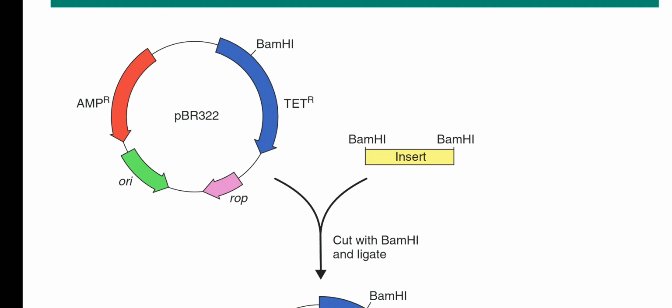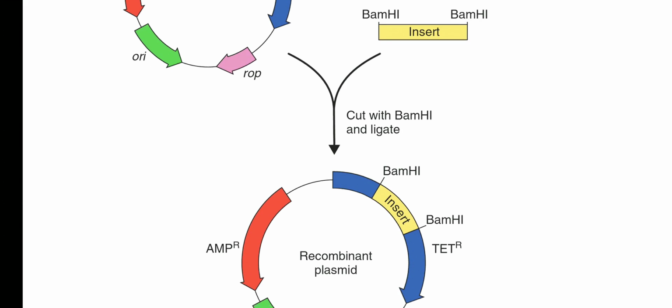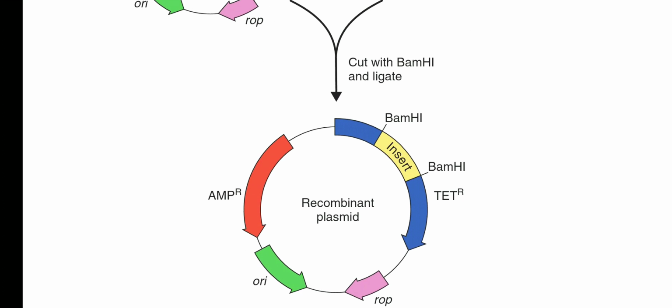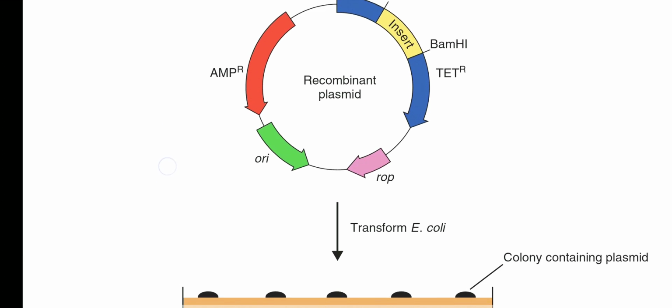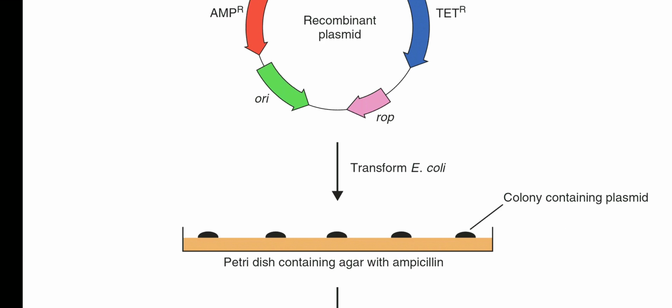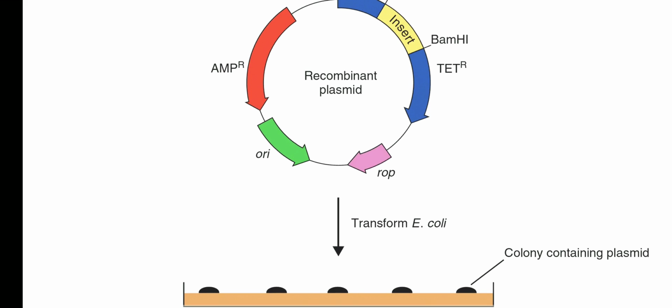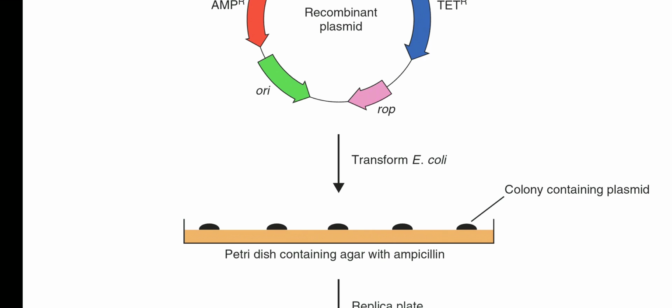And here BamHI causes a cleavage in the tetracycline resistance gene region. So once the inserted gene is accumulated inside the plasmid at that particular site of tetracycline, the tetracycline gene becomes non-functional. It's like inhibited or mutated, meaning it will not work because the sequence gets disturbed by the inserted gene. So we can filter out the recombinant type by placing it on agar containing ampicillin, because ampicillin is present but not tetracycline.